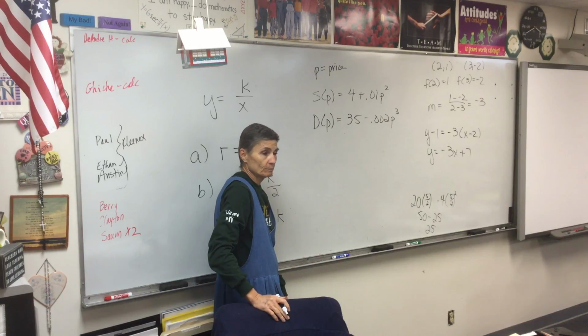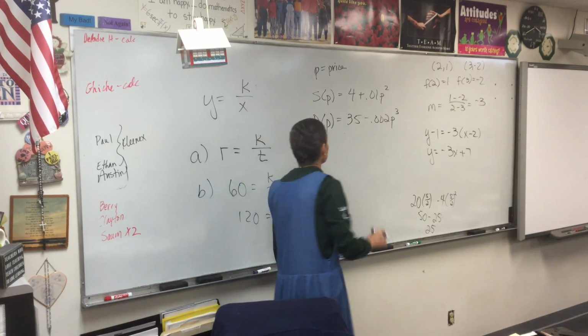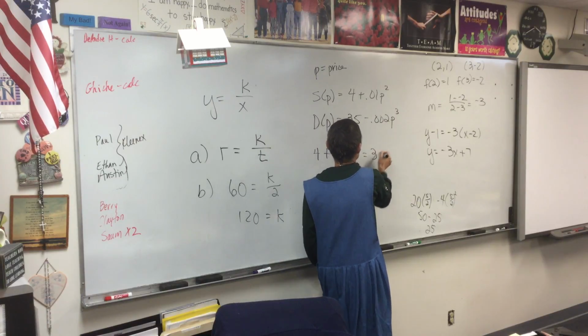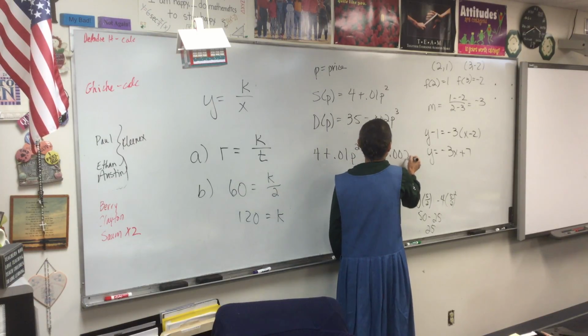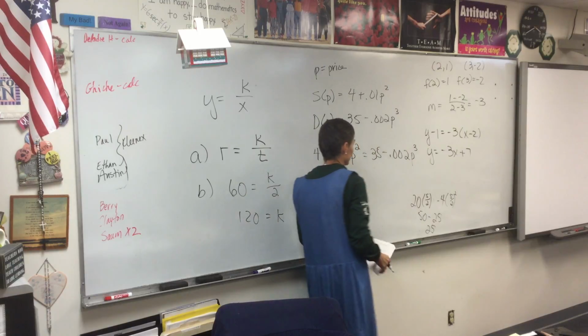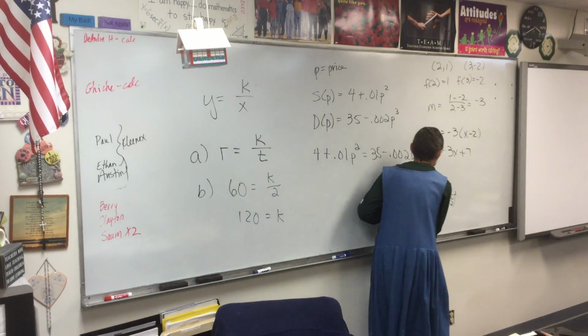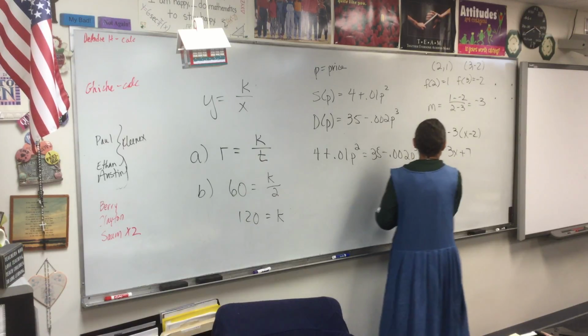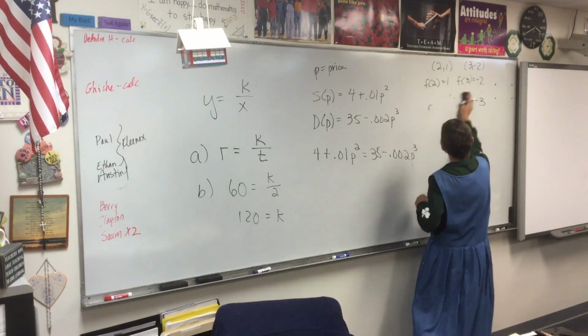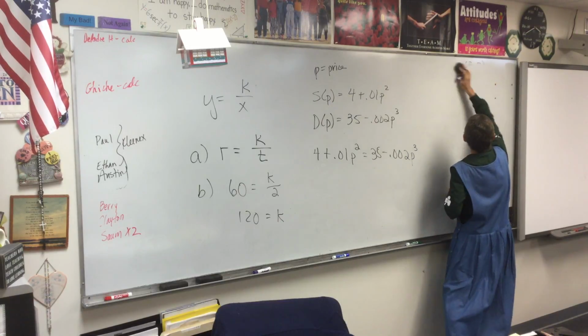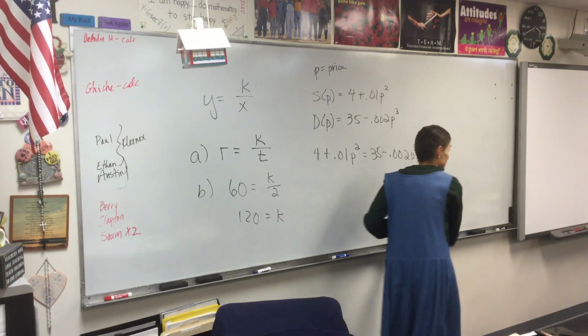So what are you going to do? Set them equal to each other. So 4 plus 0.01 p squared equals 35 minus 0.002 p cubed. Now, this is going to be a calculator problem. So at this point, you have a couple of options.